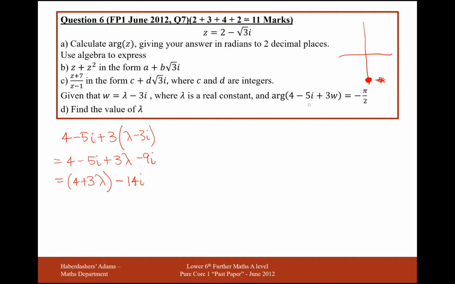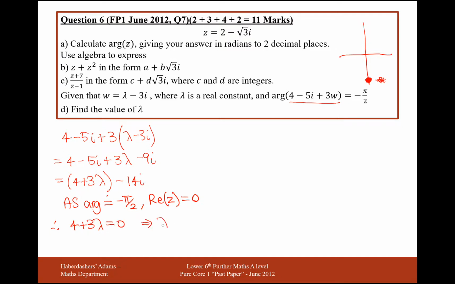So here's my complex number that I'm working with here, and I'm told the argument of it is minus pi by 2. So I've worked out it's not going to have any real parts, so I need to write it and explain that somehow. As the argument equals minus pi by 2, the real part of my imaginary number is going to equal 0. So therefore, 4 plus 3 lambda equals 0.